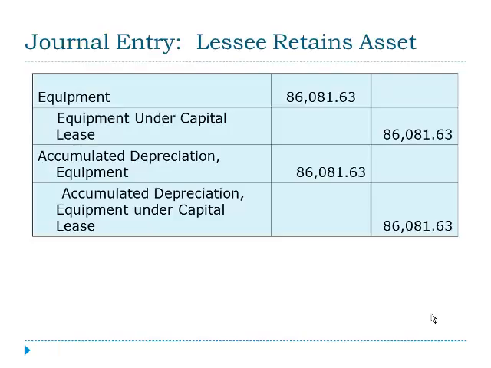So we would have a journal entry that takes the asset from equipment under capital lease into the equipment account, and the accumulated depreciation from accumulated depreciation for equipment under capital lease, and puts it into a regular accumulated depreciation account.